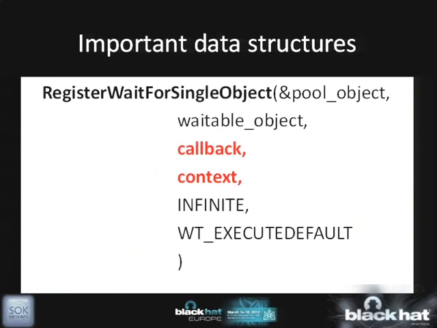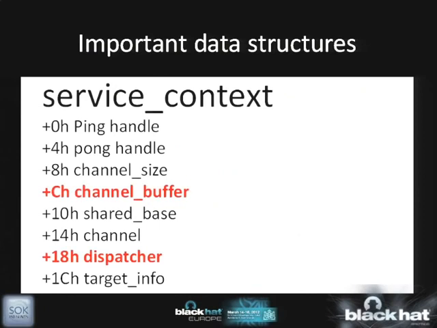In the Adobe Reader 10 implementation, the function to register the callback function is called RegisterWaitForSingleObject. So once you find that one and you put a breakpoint on it, for example, in the debugger or disassembler, like IDA, then you have access to the structures that are pointed to in the parameters. Specifically, the service context structure is very interesting.